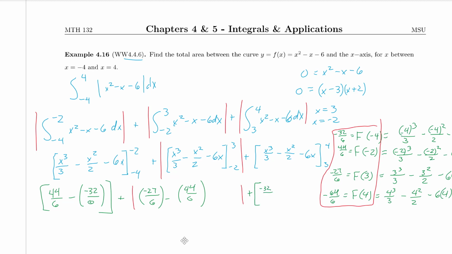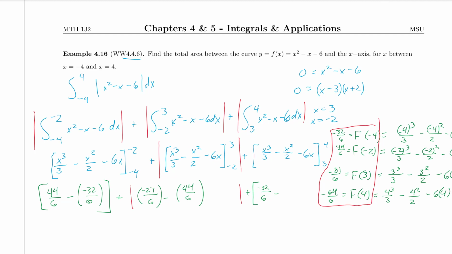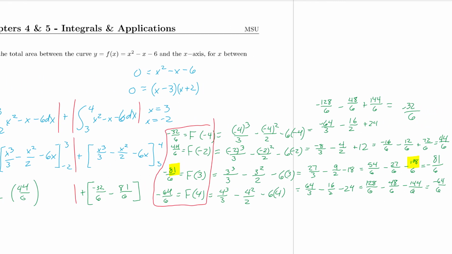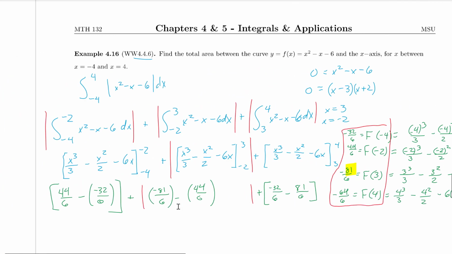And then we're going to find f of 4, which is negative 32 over 6, and we're going to subtract f of 3. Oh shoot, we made a little error there. That should have been negative 81 over 6. I made an error in my original simplification. So we're subtracting by 81 over 6 here. As I was solving this out, I noticed that we had our 108 wrong there, and this is actually negative 81 over 6.